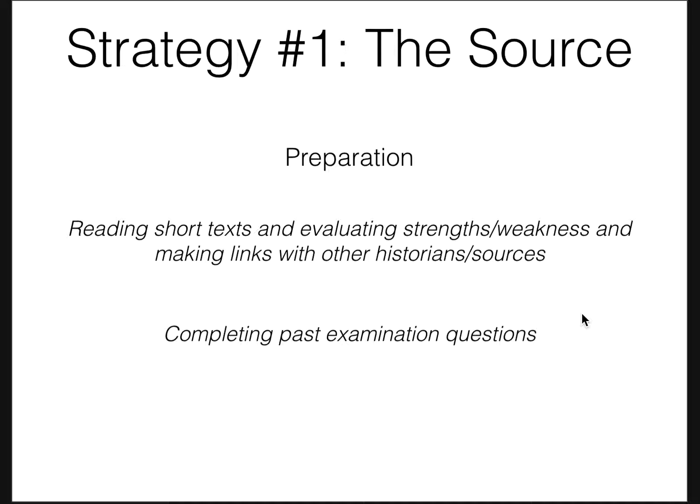Okay, so if you set aside, say, an hour and 5 minutes, you've got 5 minutes reading time, have a quick look at the source and do some planning, and then write an essay. Or you might even just set yourself 10 minutes, 5 minutes to read the source, 5 minutes to plan, and then perhaps even take it to your teacher and ask for some feedback on that.